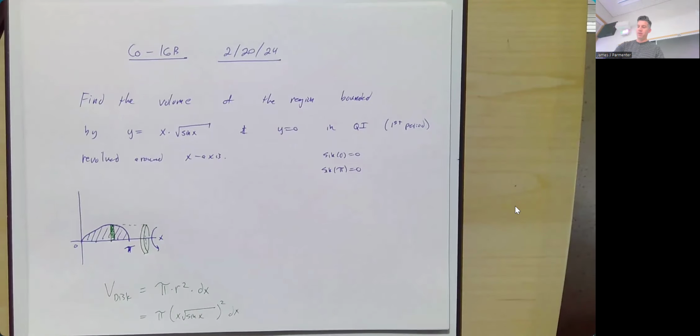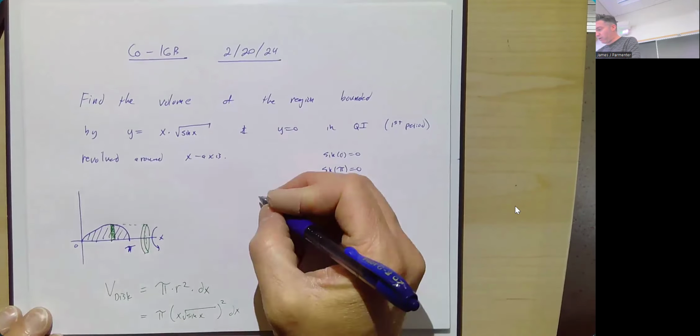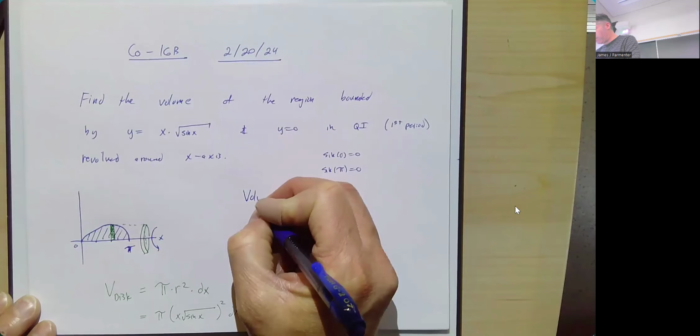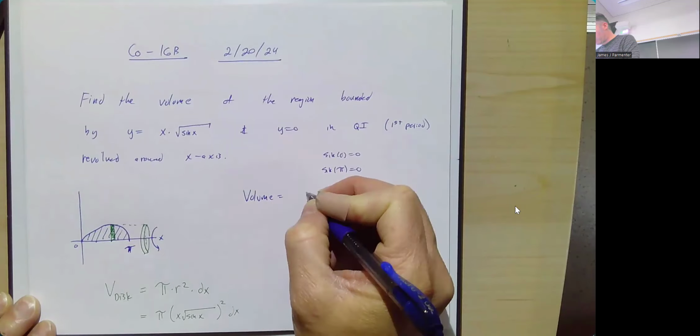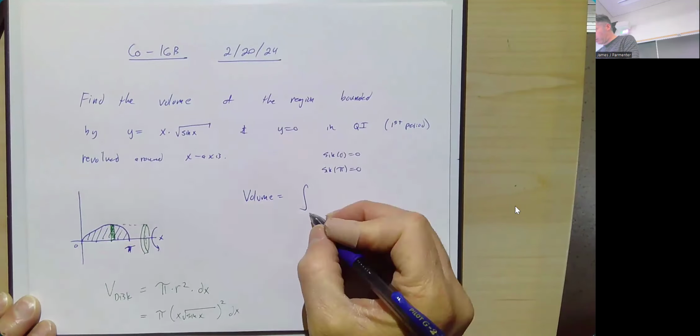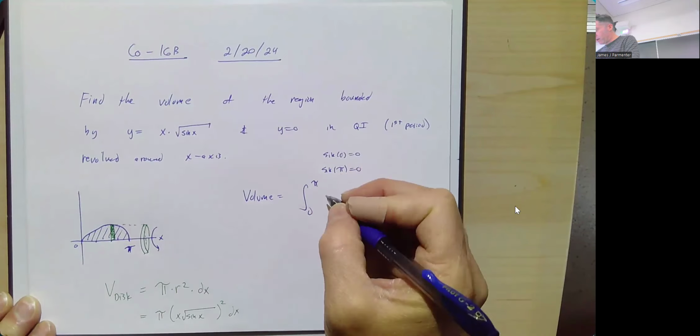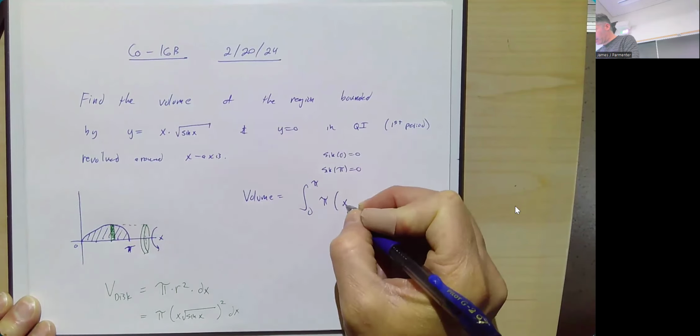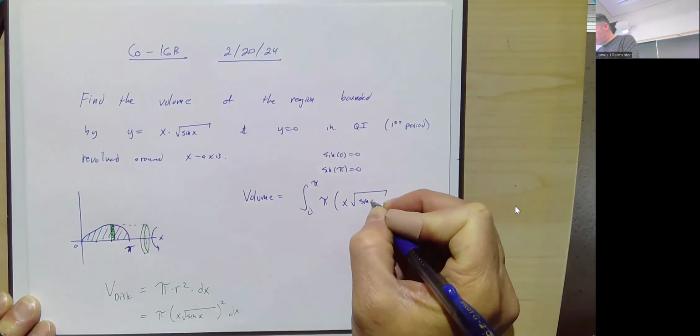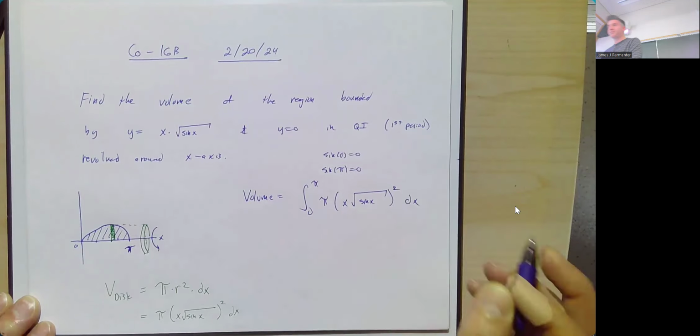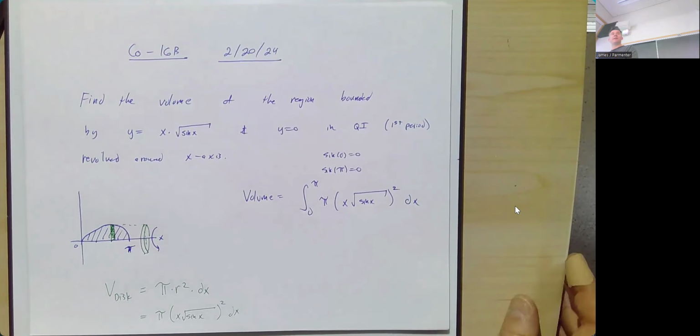Sorry. Retired. Okay. The next thing to do is to actually say, well, we don't just want the volume of that one disk. We want the total volume. So the total volume is going to be the integral from as far left as 0 to as far right as pi of pi times x times the square root of sine of x squared dx. Let's make this simple. So we set up our integral. Great setup.